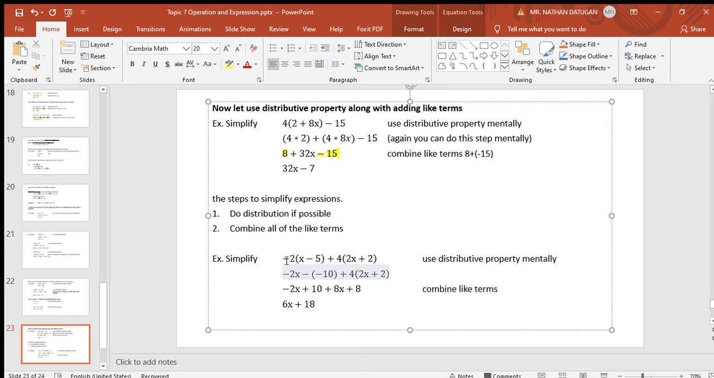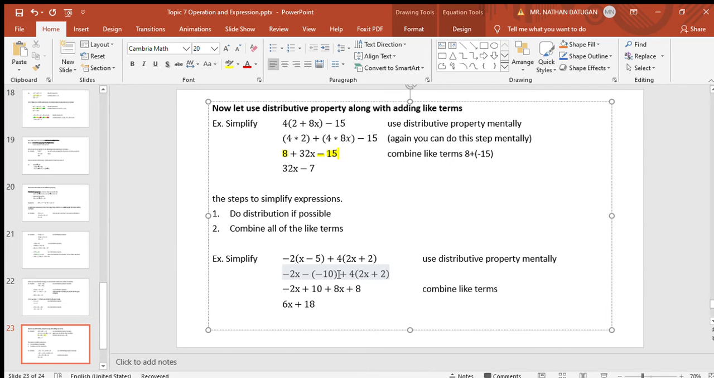Now that we're done with the first parentheses, our first distribution, let's do the second distribution: 4 times 2x plus 2. Now we're going to distribute 4 to 2x, 4 times 2x, which will be 8x, and then 4 times 2 is 8.